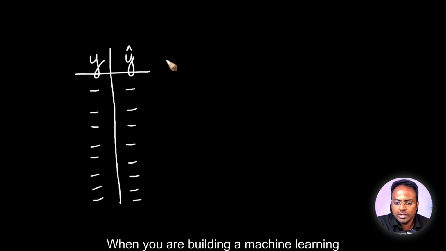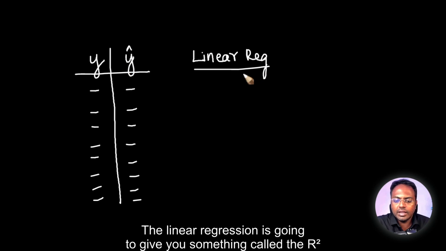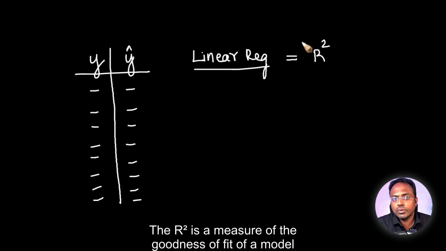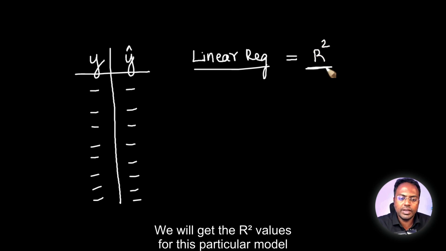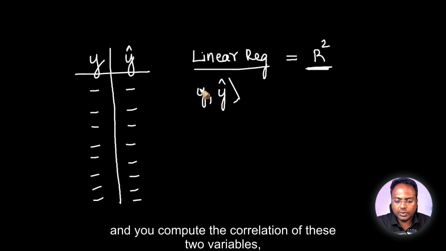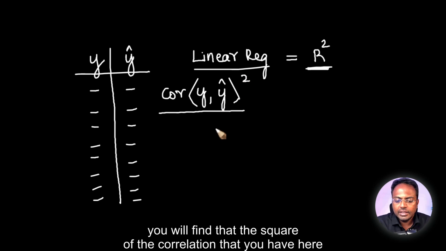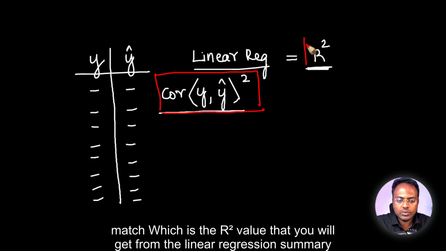When you are building a machine learning model, let's say you built a linear regression model, the linear regression is going to give you something called the R square. The R square is a measure of the goodness of fit of a model. So we will get the R square value for this particular model. If you take these two variables, y and y hat, and you compute the correlation of these two variables and you square the correlation, you will find that the square of the correlation matches the R square value that you will get from the linear regression summary.